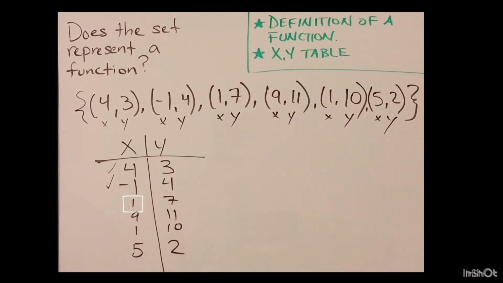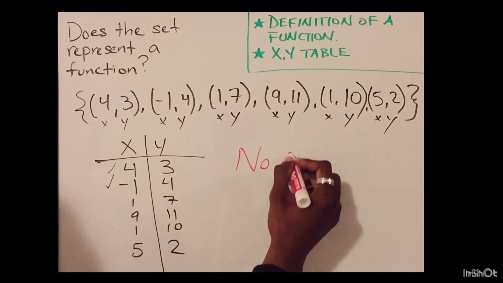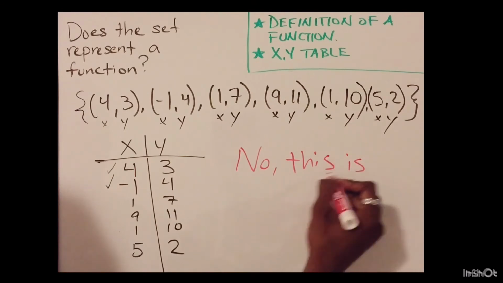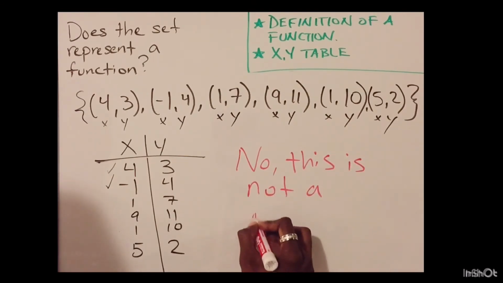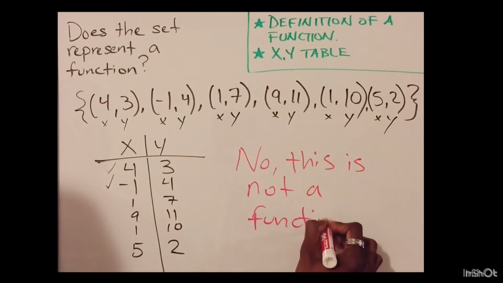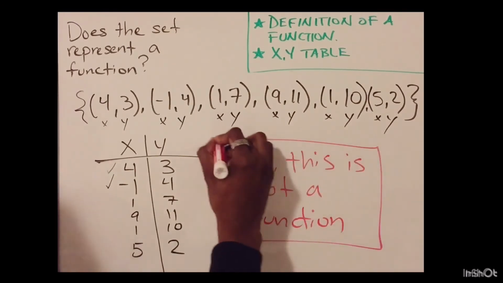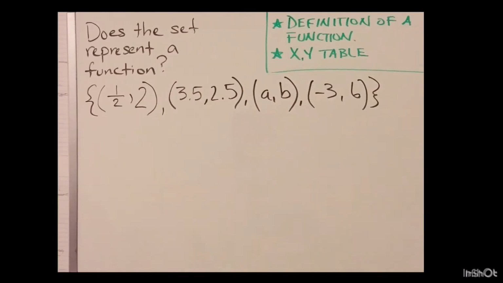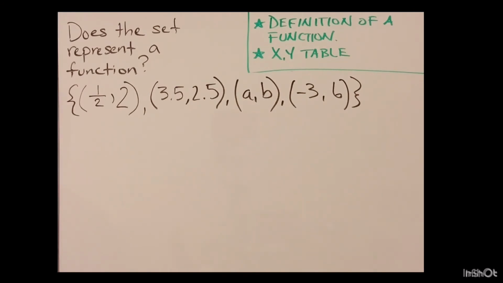Let's take a look at 1, which is our next X value. We have a 1 here, and as we slide down, we see there's another 1 right here. That means that the X value is repeating, and this is not a function. And that's our answer. We don't have to go any further. No, this is not a function. That is your answer.